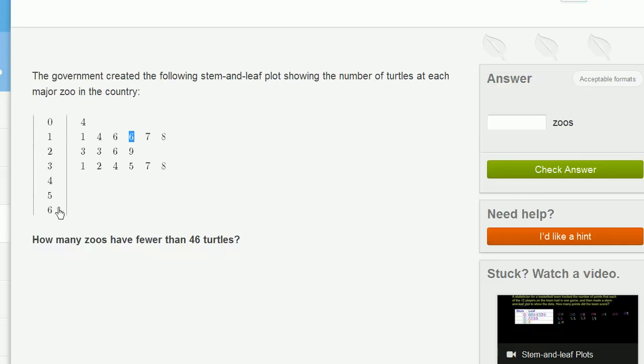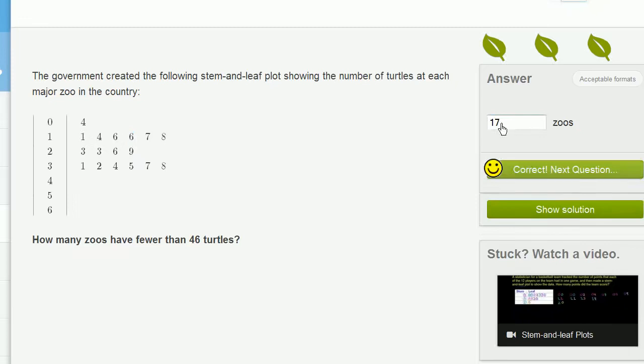So let's go answer the question. How many zoos had fewer than 46 turtles? So there are no zoos that had 40-something turtles. And so all of these zoos here, all of these had 30-something turtles, these had 20-something turtles, these are in the teens, these have single digits. So it's literally as many zoos as we have listed here. So 1, 2, 3, 4, 5, 6, 7, 8, 9, 10, 11, 12, 13, 14, 15, 16, 17. 17 zoos have fewer than 46 turtles.